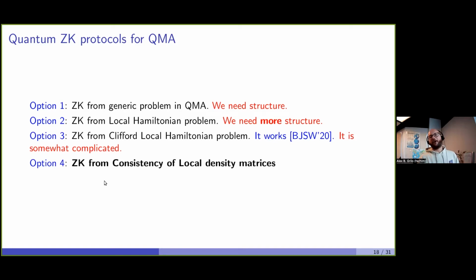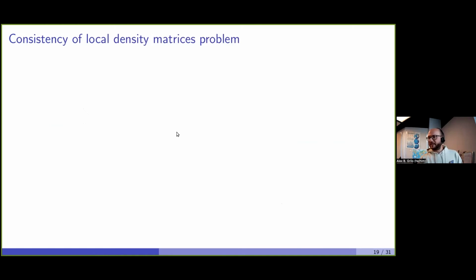The option that we'll be choosing is doing zero knowledge for a problem called consistency of local density matrices, which I'll define on the next slide. As you'll see, it is the straightforward choice for having quantum zero-knowledge protocols. The big question was showing that this problem is QMA-hard, and this is actually the heart of the main technical contribution of our paper: showing that consistency of local density matrices is QMA-hard under Karp reductions.